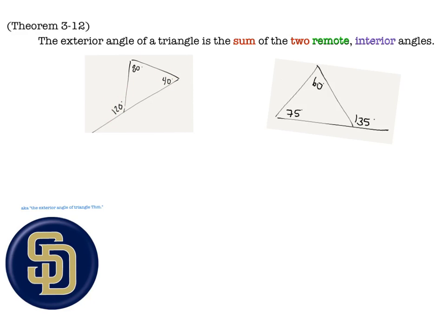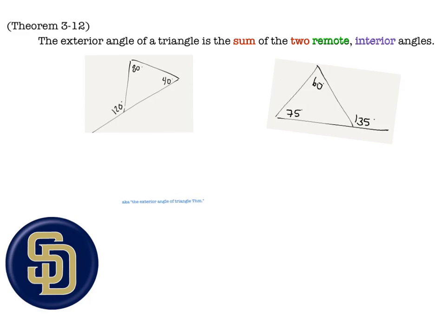So 120 degrees is this exterior angle. This angle is very close. It's adjacent, so that one doesn't count. These two are the remote interior angles. And 80 plus 40, that sum is the exterior angle. Same here. 135 degrees, this is the exterior angle. And 60 and 75 are the two remote interior angles. 75 plus 60 is 135.